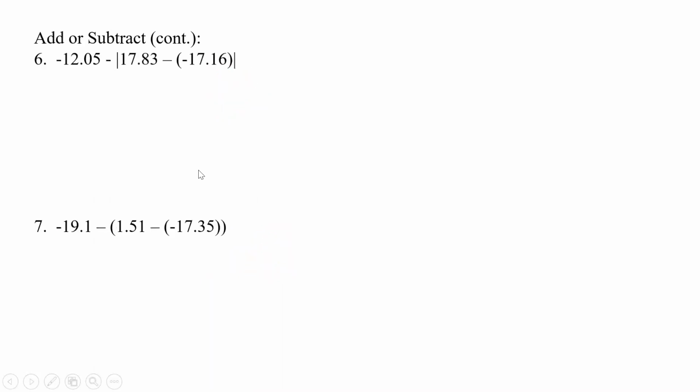All right, so now we've got some examples here where we have absolute values, we've got double negatives, all kinds of good fun stuff. So what we're going to do first is simplify. Here we've got negative 12.05 minus the absolute value of, and inside we have 17.83 minus a minus 17.16. So a minus, well, that's going to be plus. So now we just have 17.83 plus 17.16. So let's do that part first.